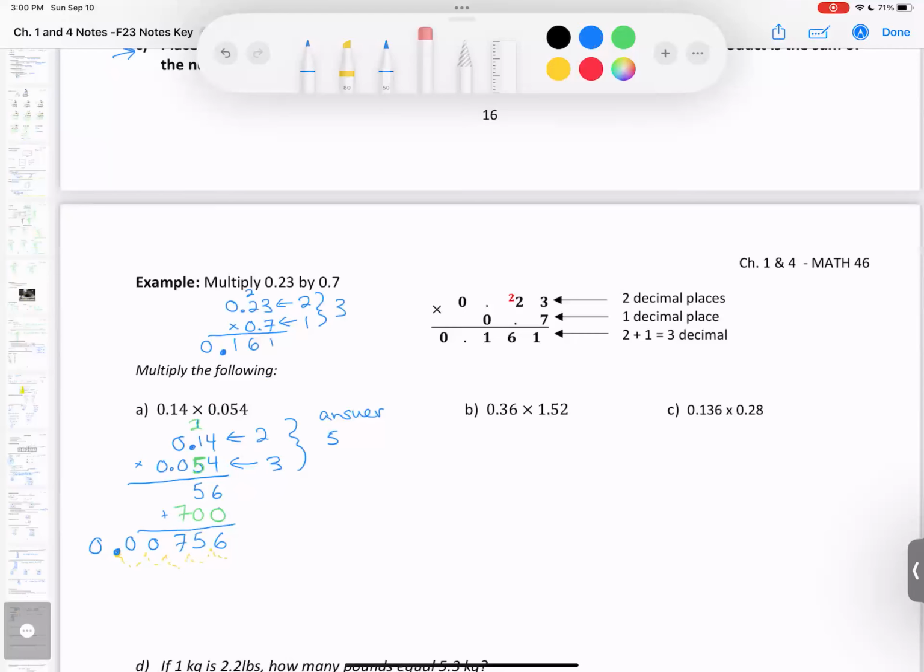All right. Go ahead and try the next one on your own. Pause the video. All right, let's do this one together. So we've got 0.36 or 36 hundredths multiplied by 1.52.